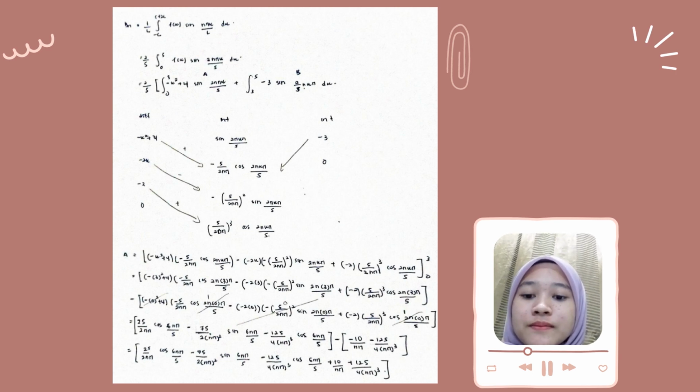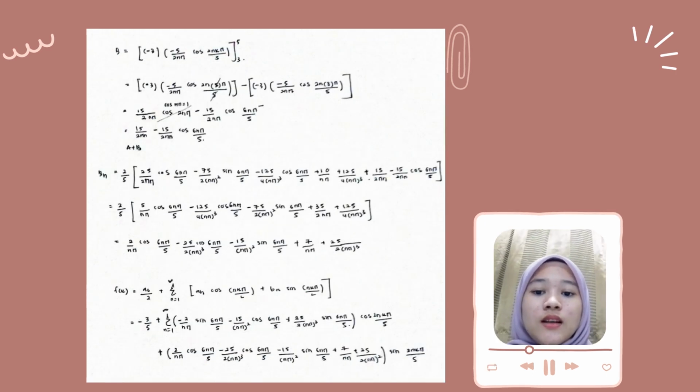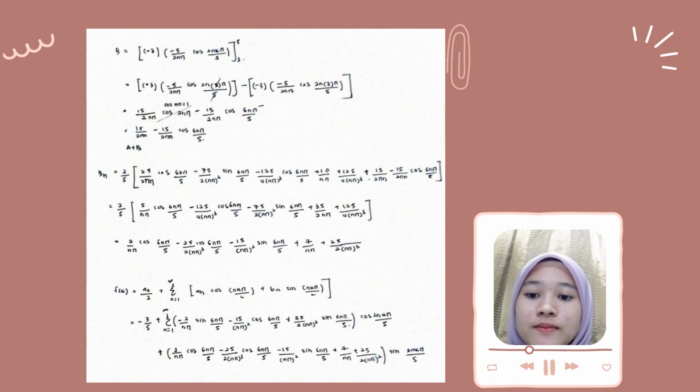Okay, then after we have found the Bn for a, we have to find b for Bn with the range from 3 to 5, and we will get the answer 15/2 n pi minus 15/2 n pi cos 6 n pi over 5.